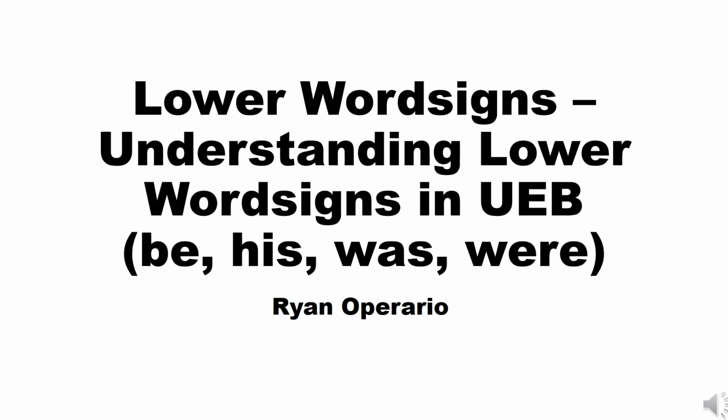This presentation is titled Lower Word Signs, Understanding Lower Word Signs in UEB. I'm Ryan Apario, and today we will explore how certain short words like be, his, was, and were are represented in Braille using special single-cell contractions called lower word signs. I will also describe the dot configurations and explain when and how these word signs should be used, especially in relation to punctuation.